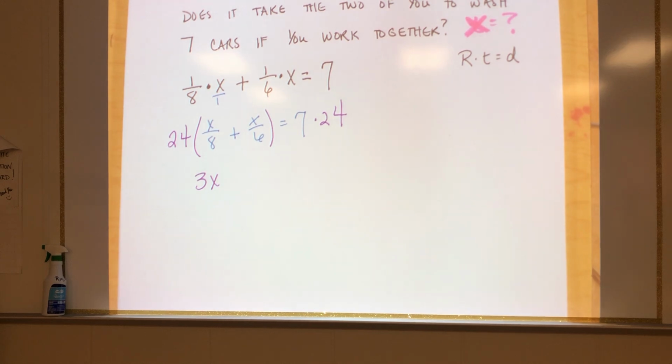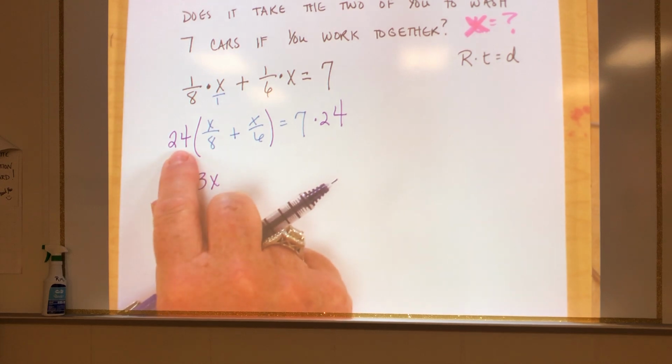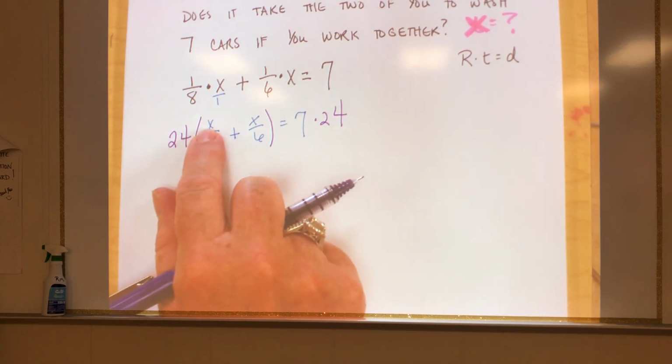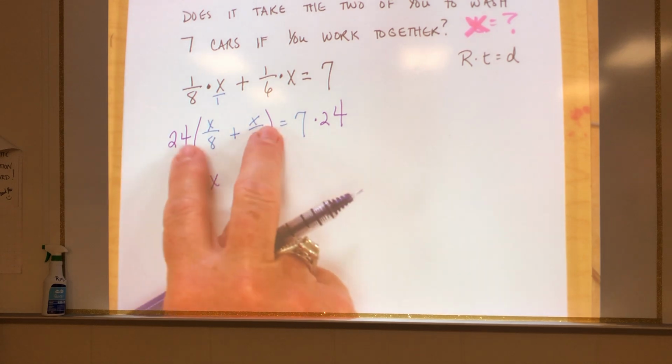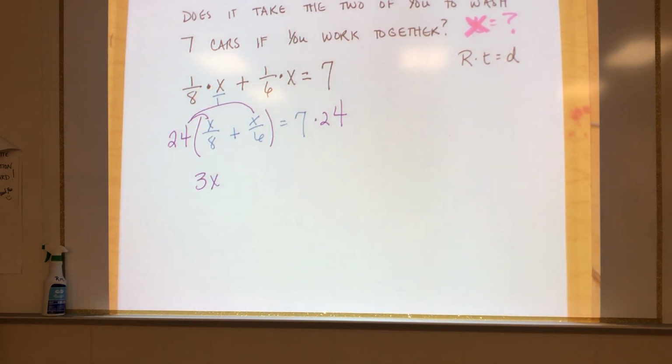That's pretty easy, isn't it? Can you do that at one time? How many times does 8 go into 24? 3 times, and 3 times x is 3x. See if you can do this one, because you are distributing, guys, multiplying everything by 24.